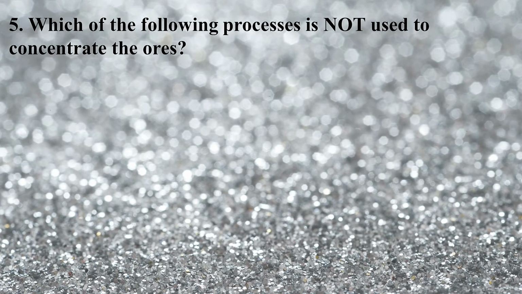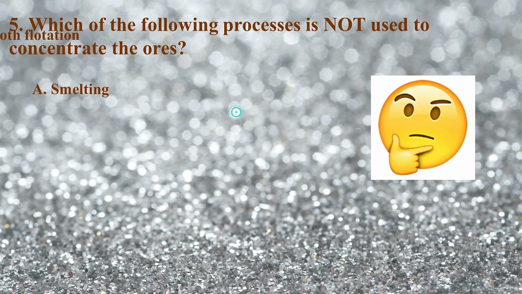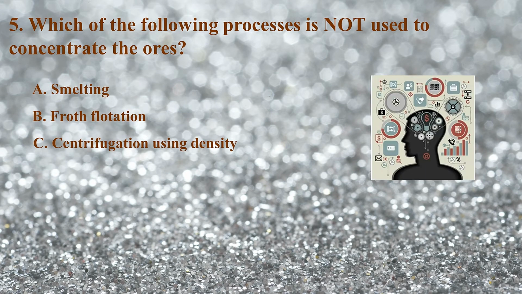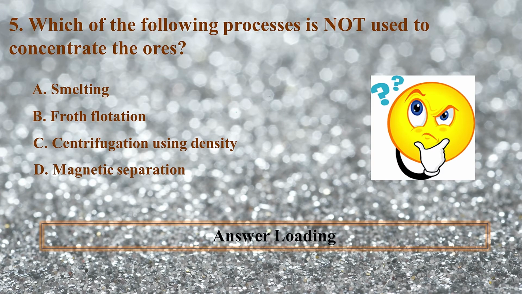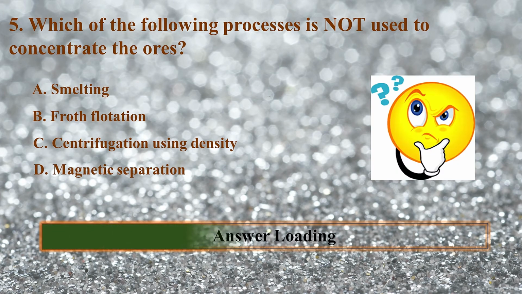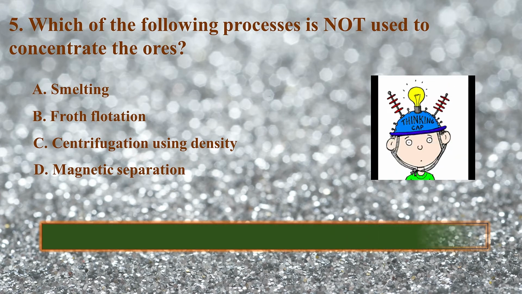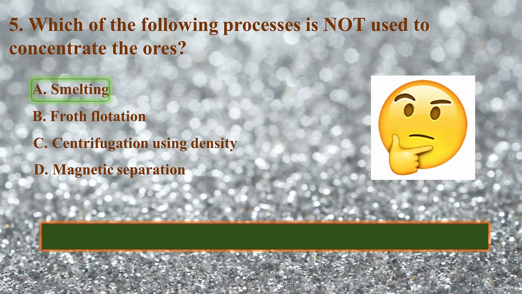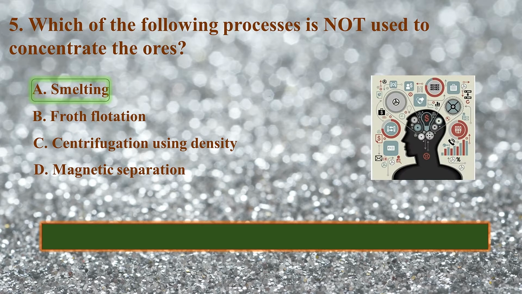Next question is, which of the following processes is not used to concentrate the ore? And your options are A, smelting, B, froth flotation, C, centrifugation using density, and D, magnetic separation. And your time starts now. Correct answer is A, smelting, because this process is included in extraction of metal, not in concentration of ore.